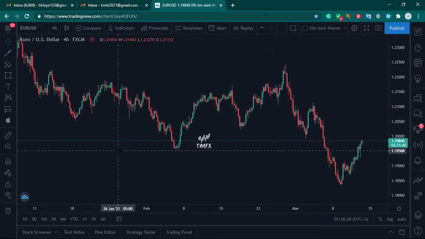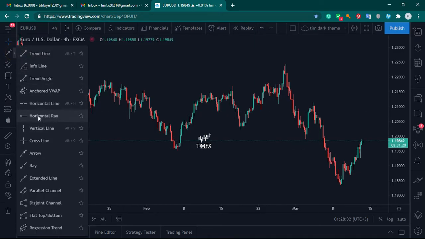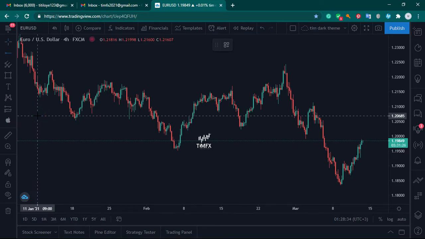Okay, so what we're about to do now, we want to draw support and resistance. We want to identify which regions are support and which regions are resistance. So we're going to pick our tool here. We call it the horizontal ray. We're about to draw the horizontal line in places that price tends to bounce off from. Now we're going to do it together.